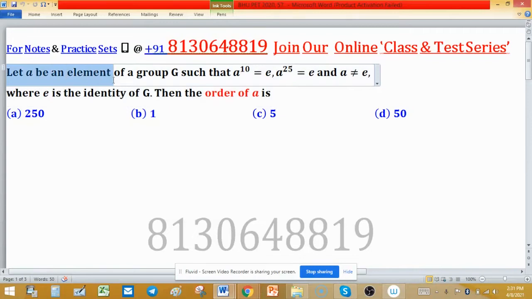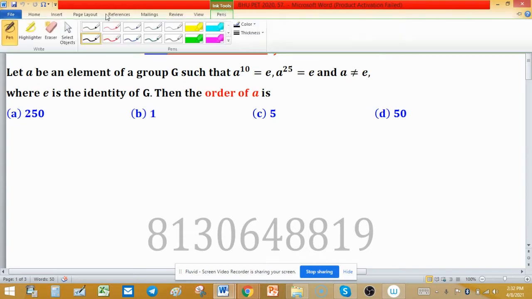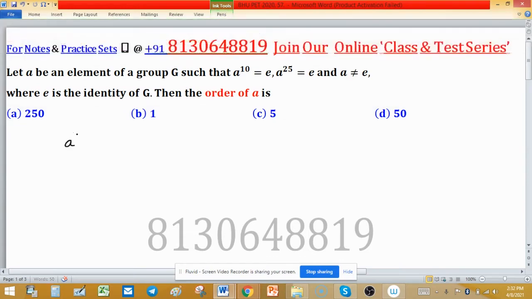Let A be an element of a group G such that a raised to the power 10 is identity and a raised to the power 25 is also identity, and a is non-identity element. Then the order of element A is as given. A raised to the power 10 is identity. It means that order of A is less than equal to 10. Also, order of A divides 10.